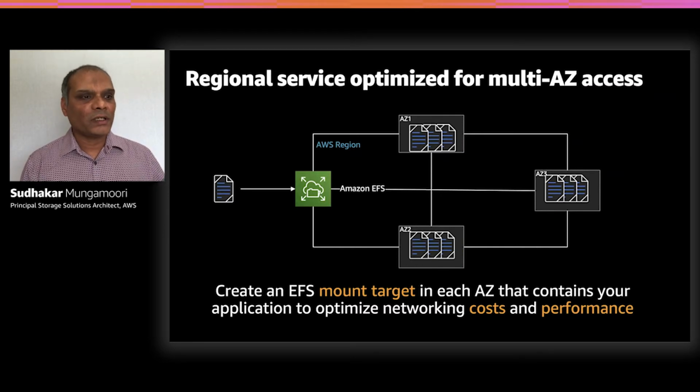Taking a step further, EFS backups are stored in Amazon S3, which again protects data at S3 level of durability. So create EFS mount targets in each availability zone. This is the best practice that I recommend in case you are deploying your applications in high availability multi-AZ auto-scaling groups. The recommendation here is you have to create EFS mount targets in each AZ that contains your application to optimize on networking cost and performance. So this is our second cost reduction strategy.